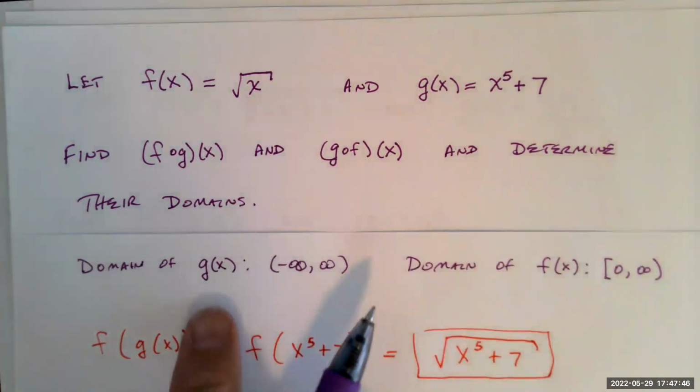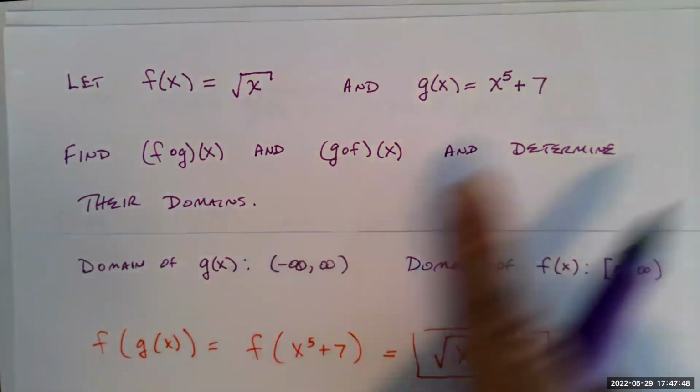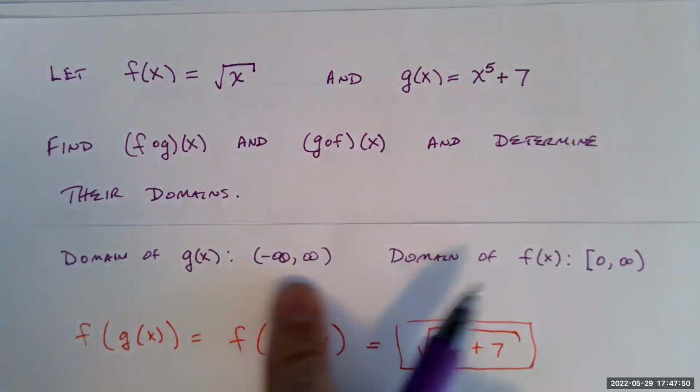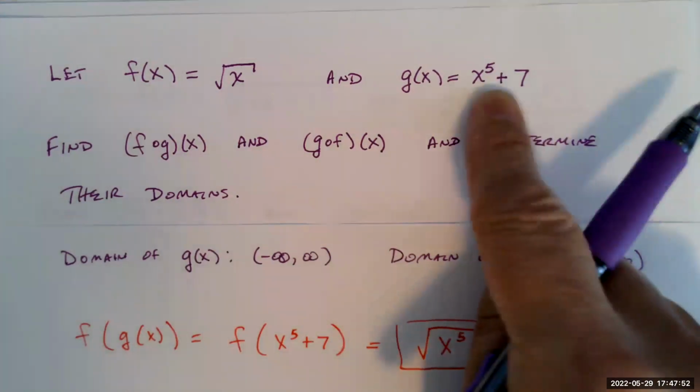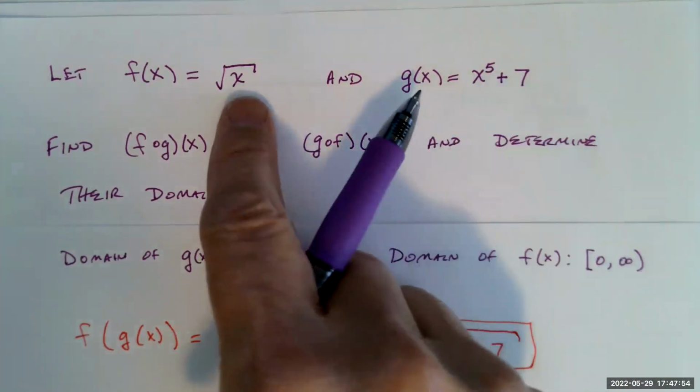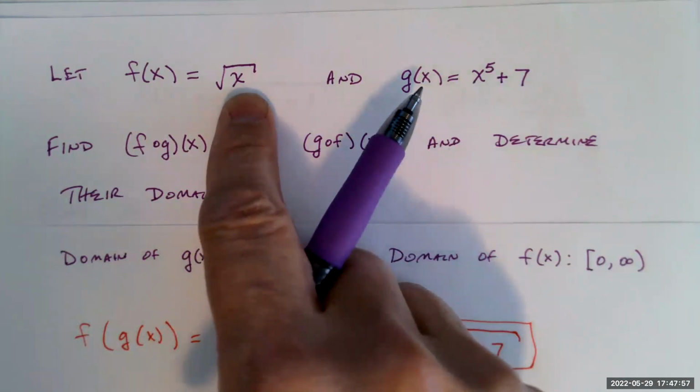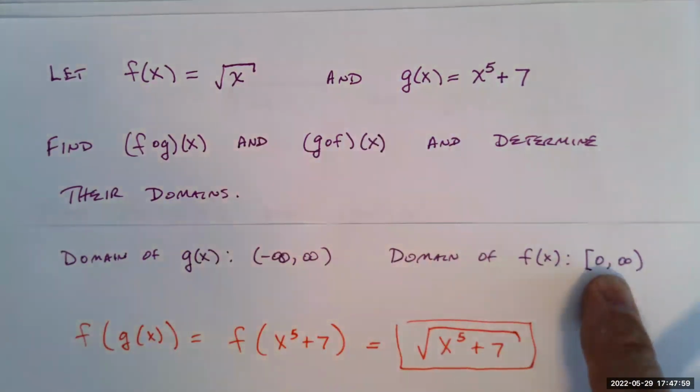So notice, first of all, the domain for the function g of x is a polynomial function. Domain's all real numbers, right? I'm never dividing by 0 or taking a square root. F, since I'm taking the square root of x, x has to be greater than or equal to 0. So the domain is everything greater than or equal to 0.